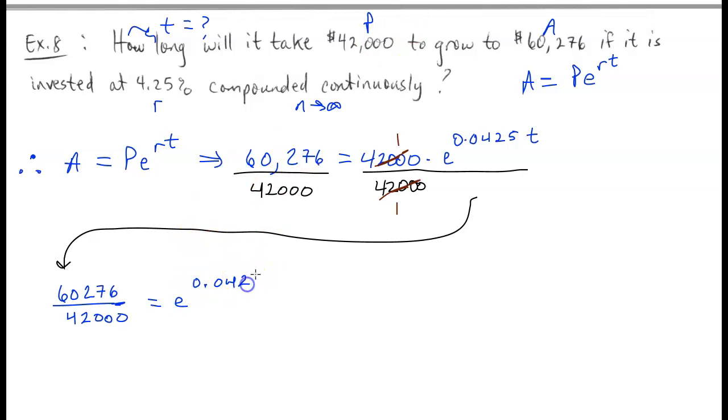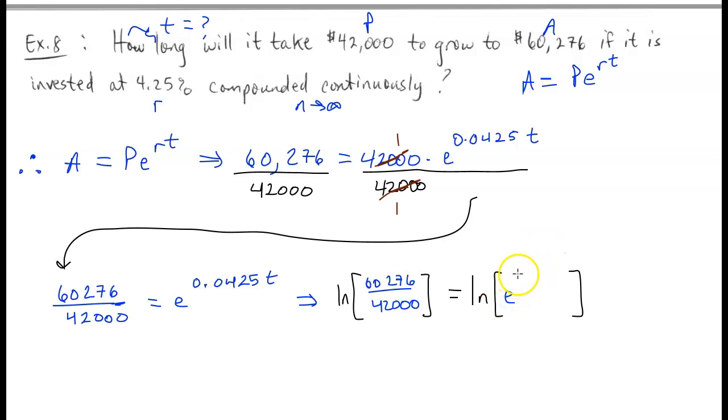And now what we'll do is we'll take the natural log of both sides here, okay? So our next step, we'll take the natural log of both sides. I'm just going to leave a space for it here. So this will be 60,276 divided by 42,000 here, and this will be e raised to the 0.0425t. Okay.